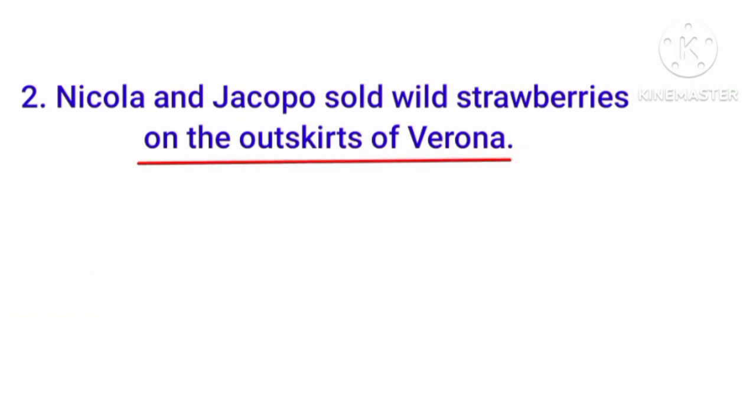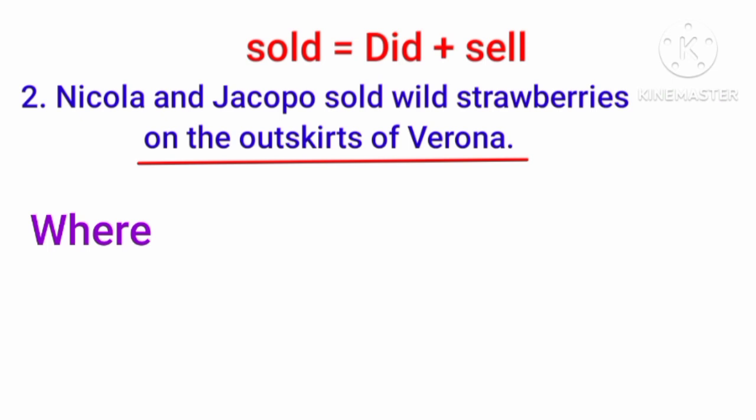The underlined portion is the place. So the WH word to be used is where. As there is no auxiliary verb, we have to split the main verb into 2 parts. That is sold is equal to did plus sell.